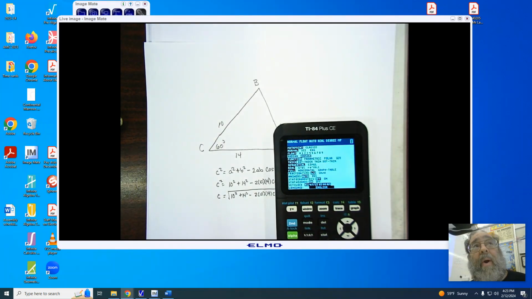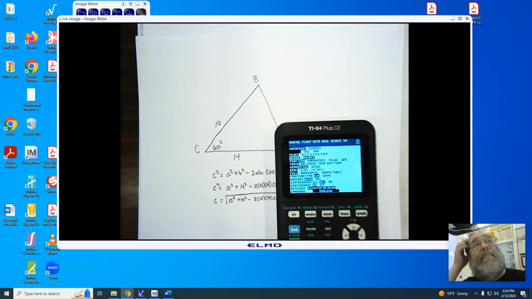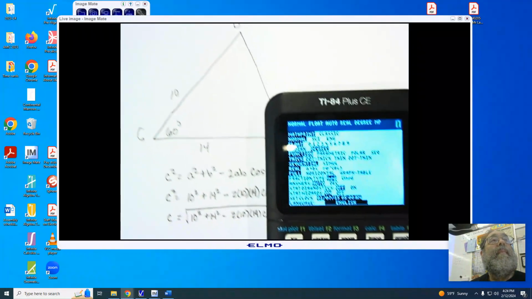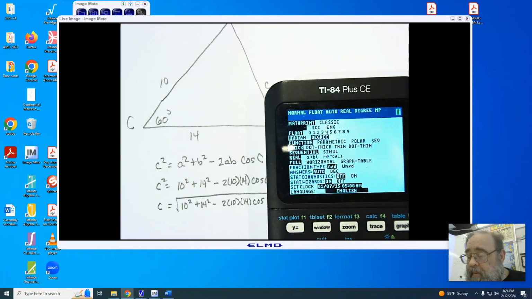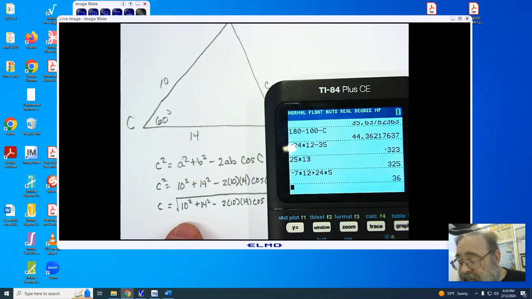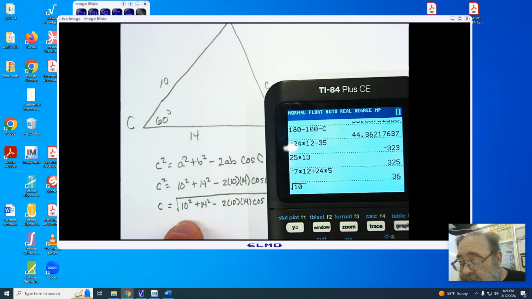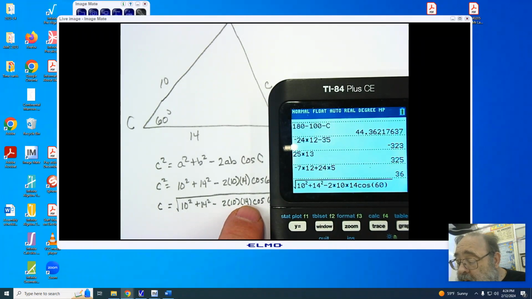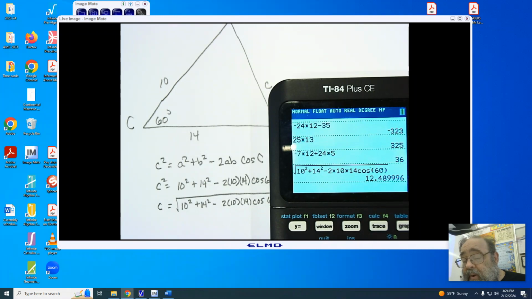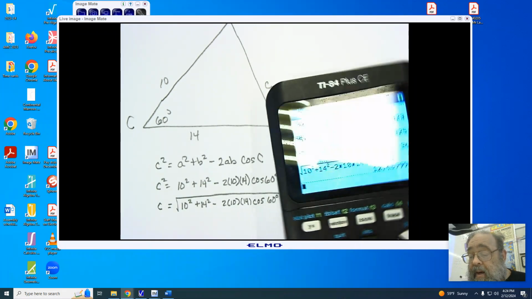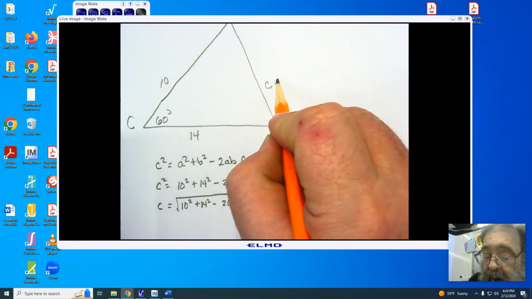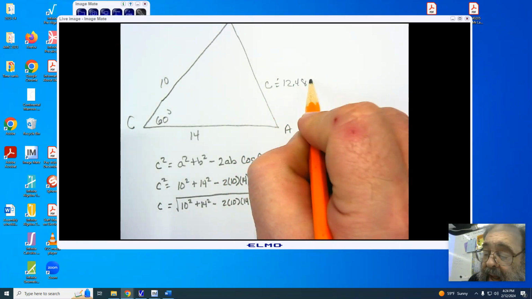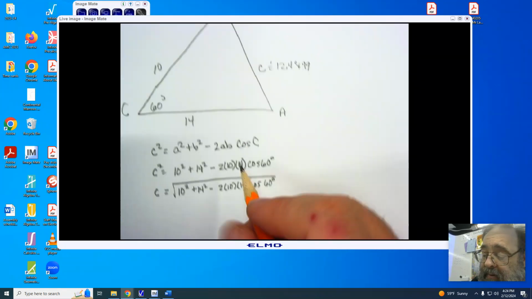I am in degree mode already. Let me zoom in on this so you can see it. I'm going to put in exactly what I have here. So quit, and we have the square root of 10 squared plus 14 squared minus 2 times 10 times 14 times the cosine of 60 degrees. We hit enter, and we find our value for side C. Now we have all three sides, and side C is approximately 12.4899, and I'm just going to go ahead and start listing it.